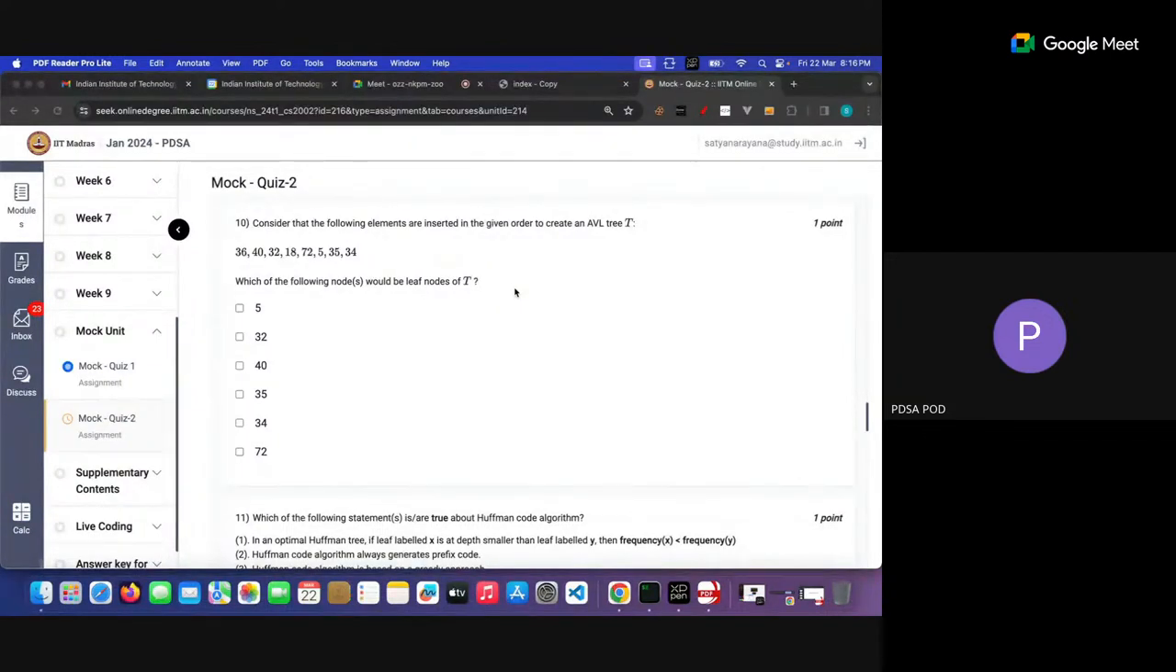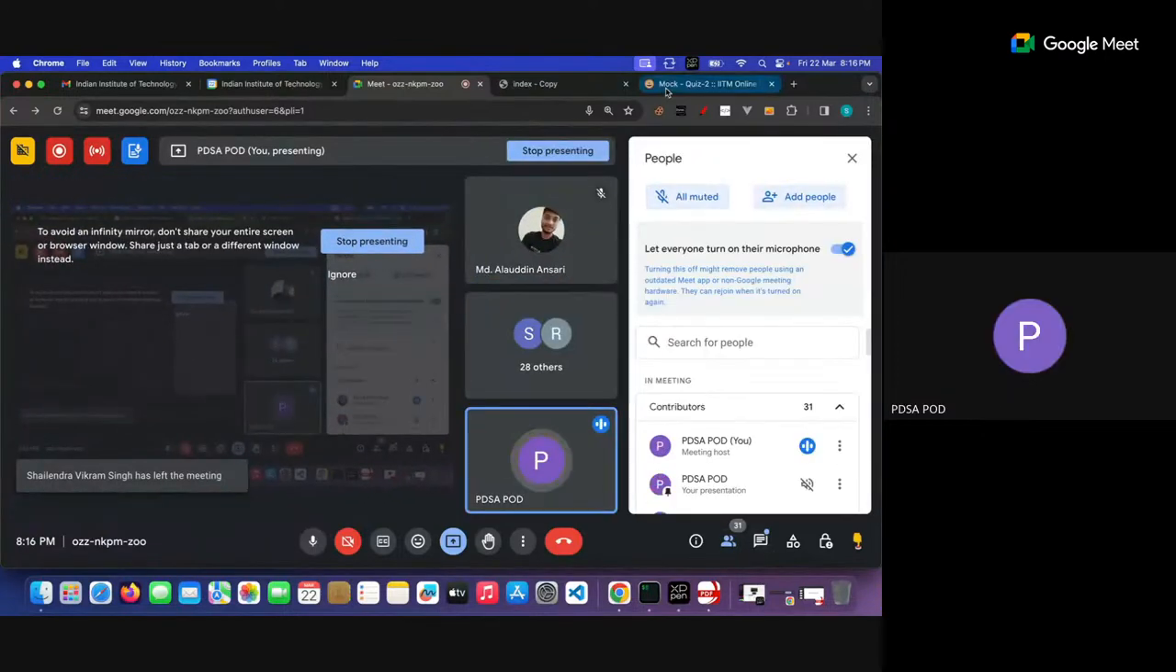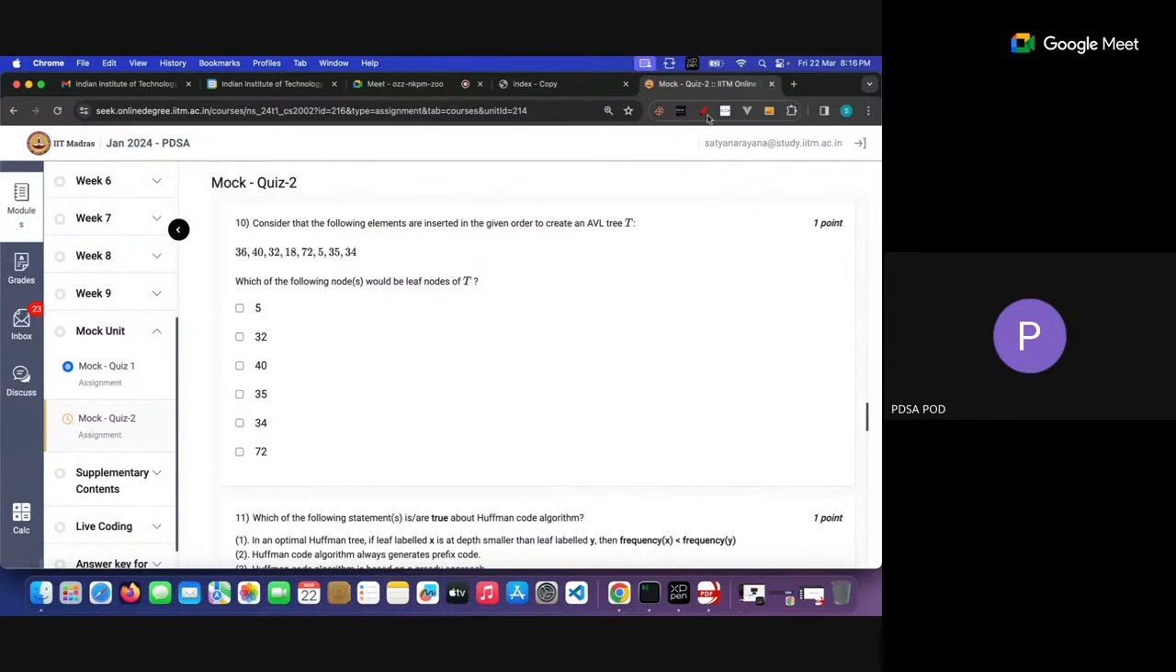So every time you are inserting a node into the AVL tree, the basic thing is that the balancing factor of every node should be 0 or 1. That means if you subtract the left height and the right height, the difference should be either 0 or 1. That is the condition. Is it clear? That's the basic fundamental rule.